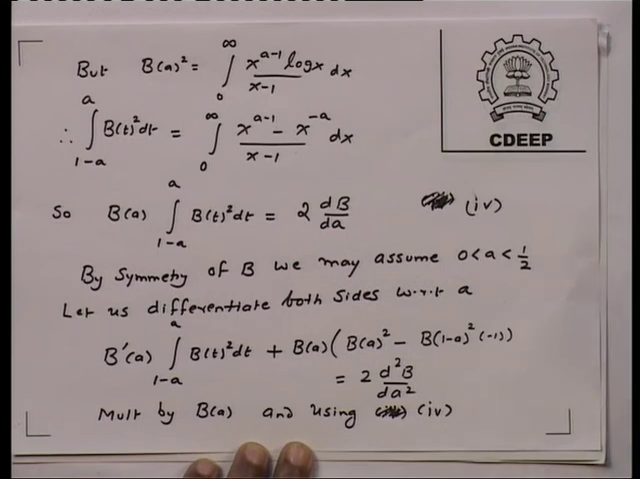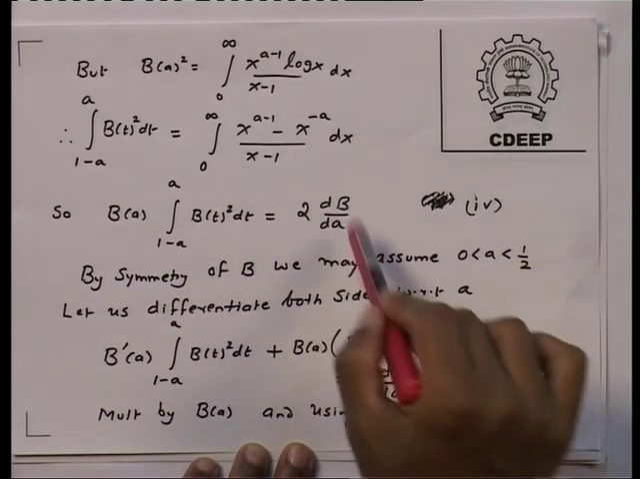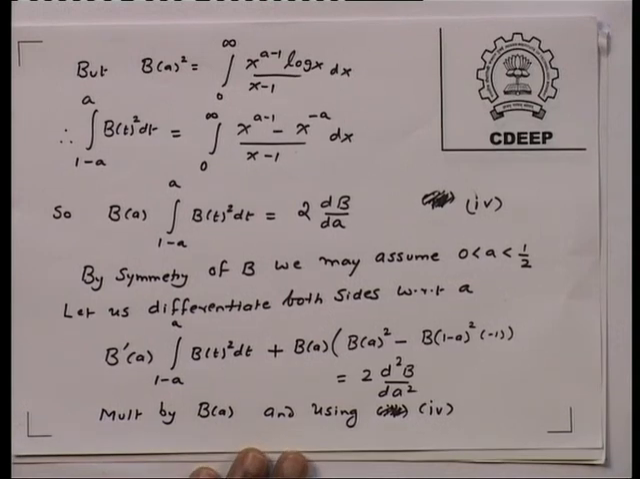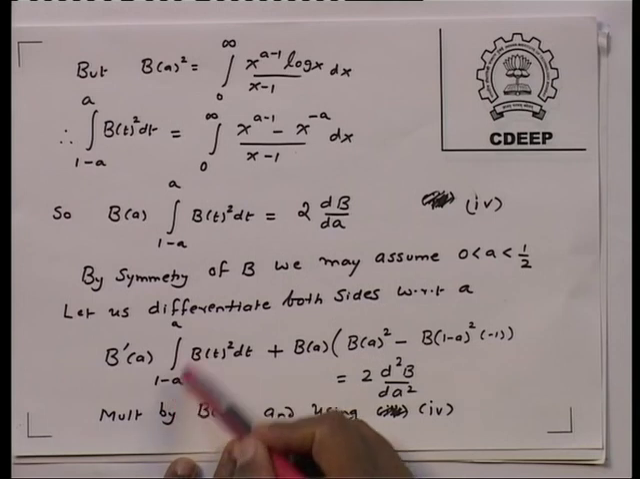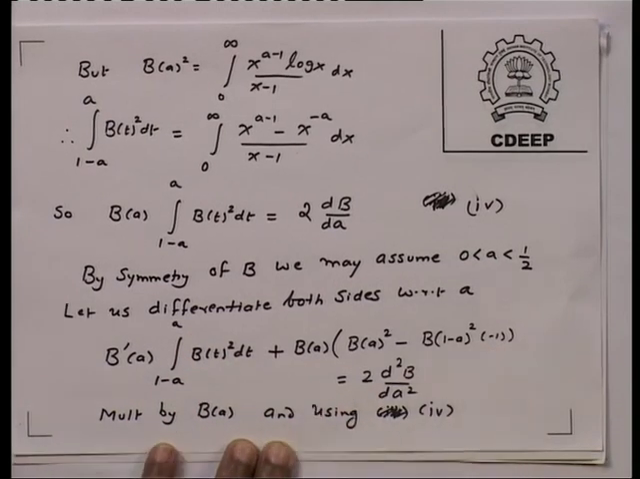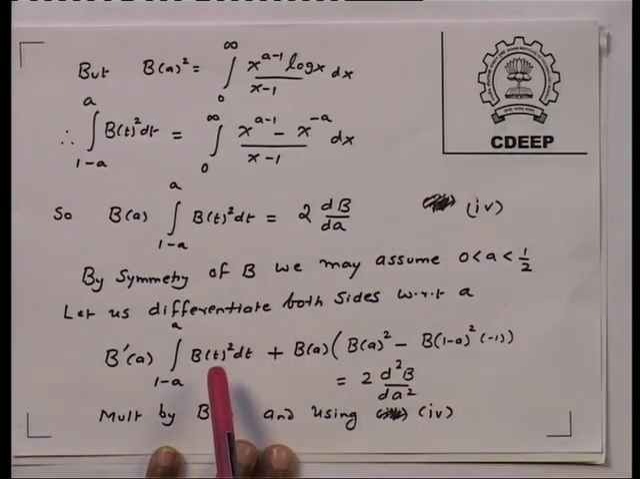And the right hand side gave you what? We have looked at the left hand side; the right hand side gives you 2 times d2b by dA squared, correct. You got this. Now, multiply this equation by b of a and use equation 4 to remove this integration term.